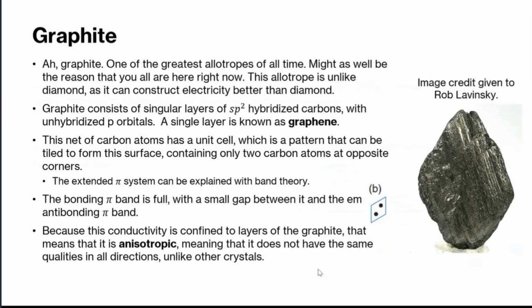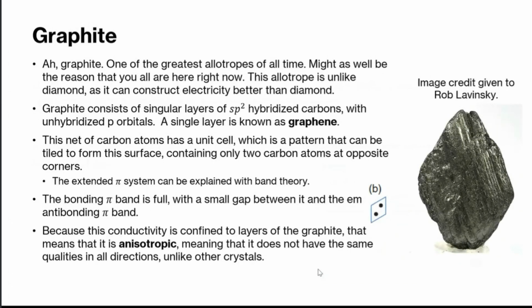Anyways, graphite consists of singular layers of sp2 hybridized carbons with unhybridized p orbitals, with a single layer known as graphene. Basically, graphite is stacks and stacks of these graphene layers, and they are all hexagonal in nature. And we have these unhybridized p orbitals reaching outside of that graphene plane. This net of carbon atoms has a unit cell, which is basically a pattern that can be tiled to form this surface, containing only two carbon atoms at opposite corners.